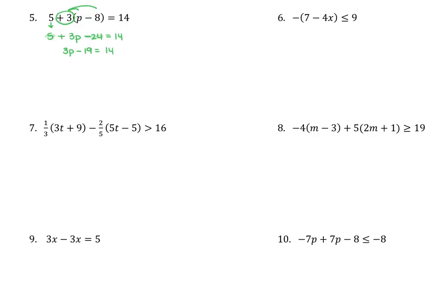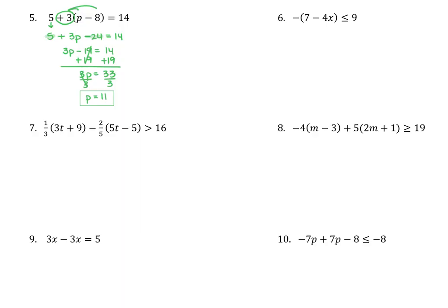I'm ready to undo the subtracting of 19 first, so I'm going to add 19 to both sides. -19 plus 19 is 0, so I'm left with 3p equals 14 plus 19 leaves me 33. And then last step, undo my multiplication of 3 by dividing by 3. So that gives me p must equal 11.